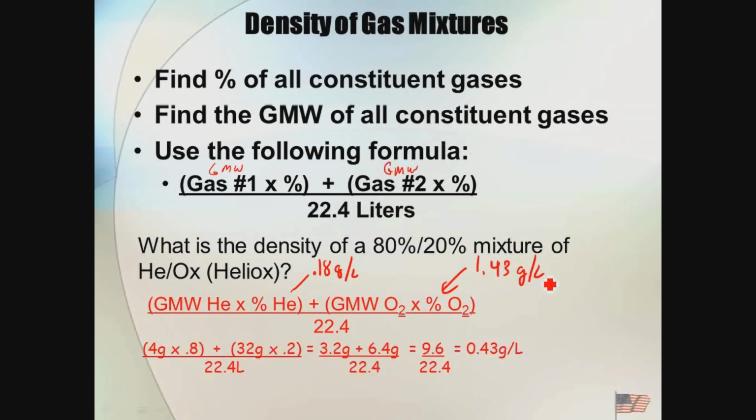4 grams is what the gram molecular weight is. Multiply it times 0.8. 32 grams for oxygen times 0.2. Do the math on those. Add them together. Divide by 22.4. We find that the density is significantly less than breathing pure oxygen, which is, again, one of the reasons why we use this mixture in patients who have high airway resistance. It becomes less viscous of a gas, and according to Poiseuille's law, that should reduce the pressure required to push the gas through the tube.